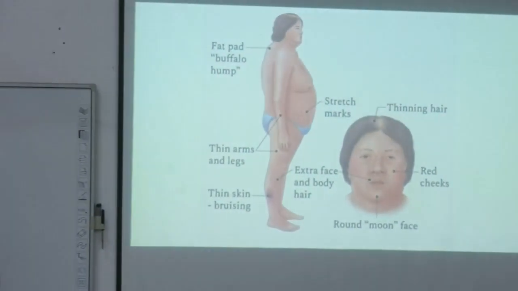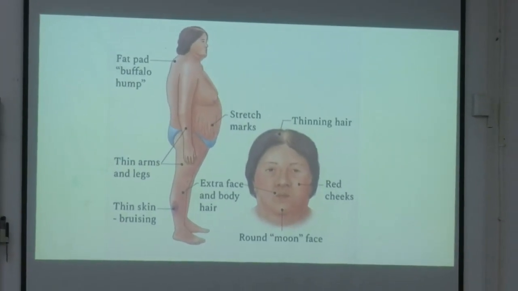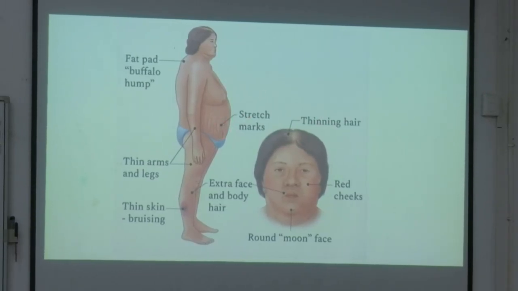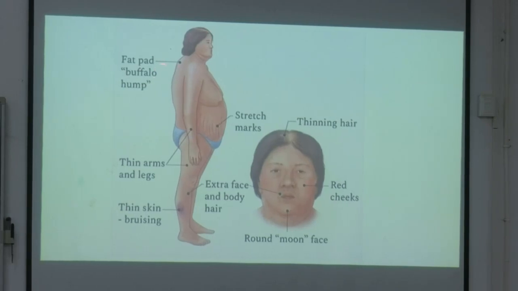So this will be the typical appearance of a patient of Cushing syndrome. You see the moon phases, right? Thinning of hair, the stretch marks, thin arms and legs, truncal obesity. So fat deposition at the central part of the body, right? This is called buffalo hump, fat deposition over here, and round moon faces, we call it moon faces, right?